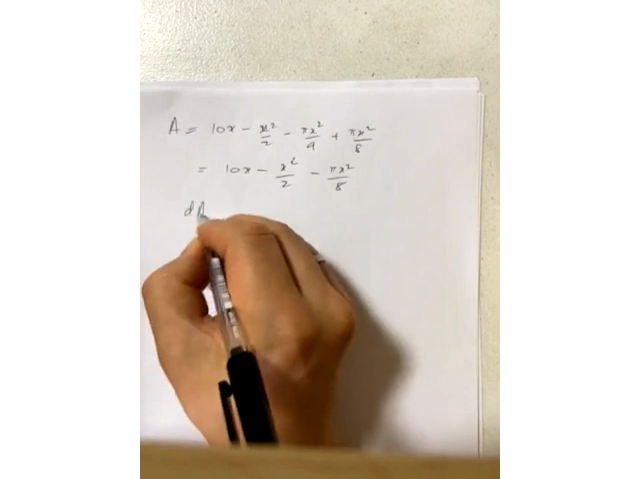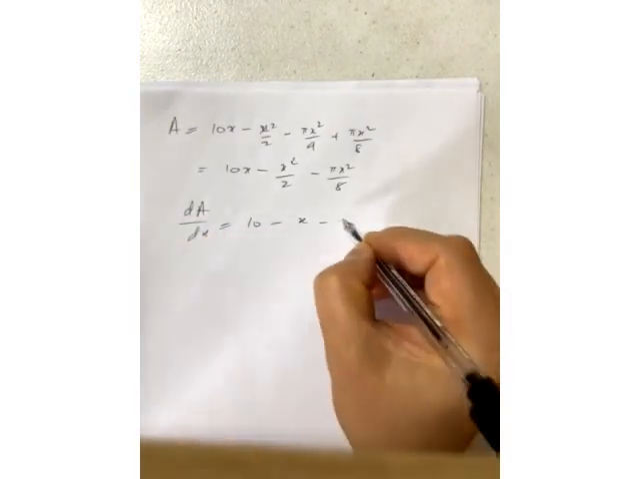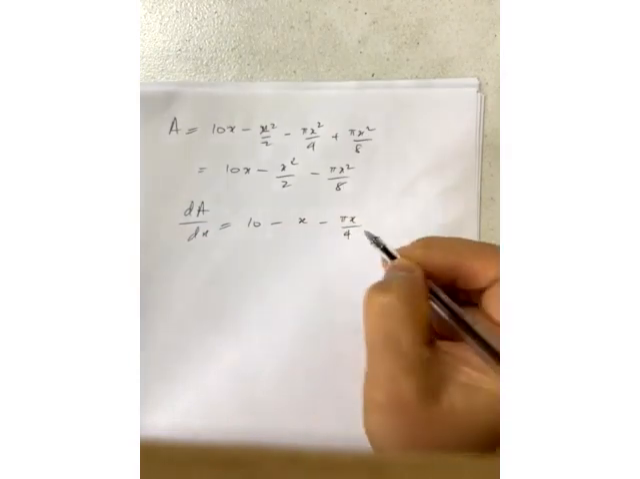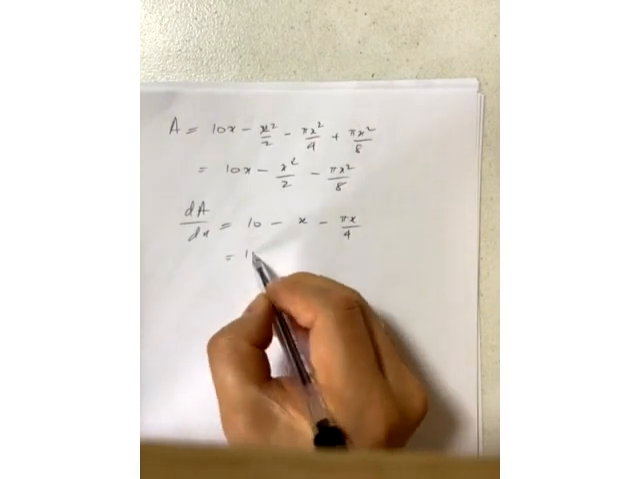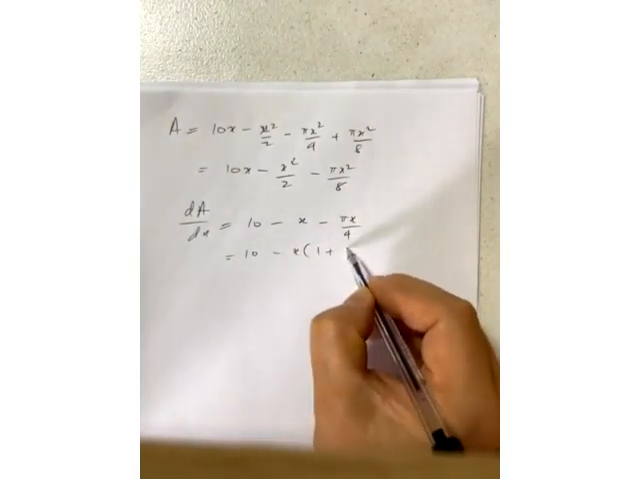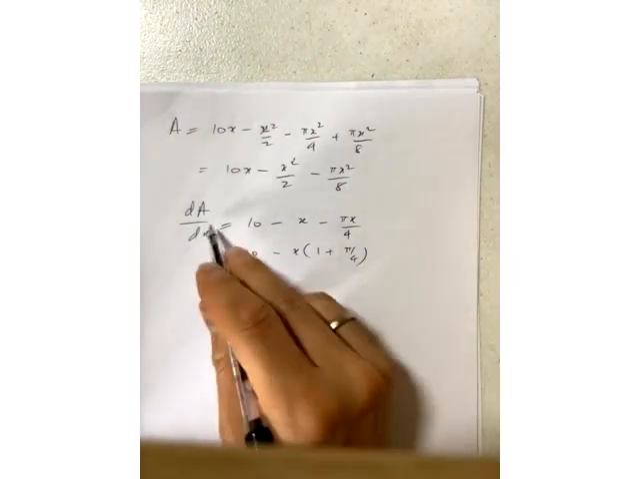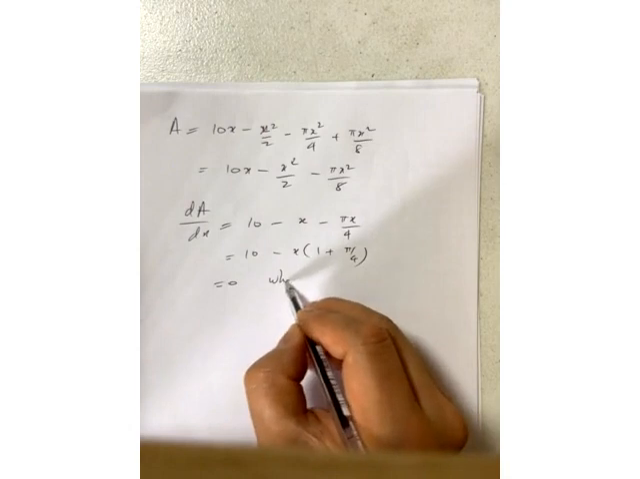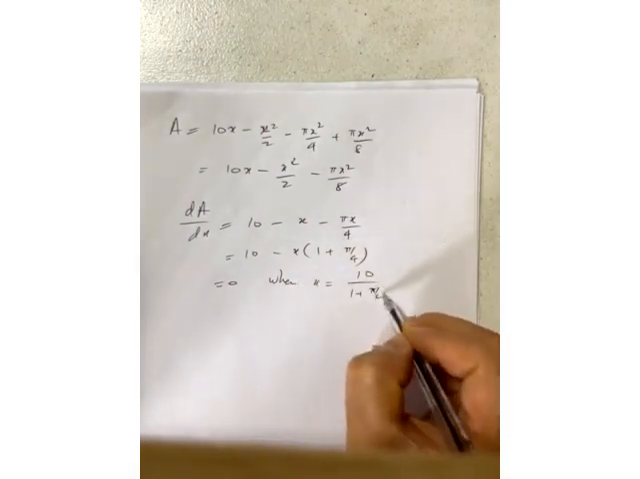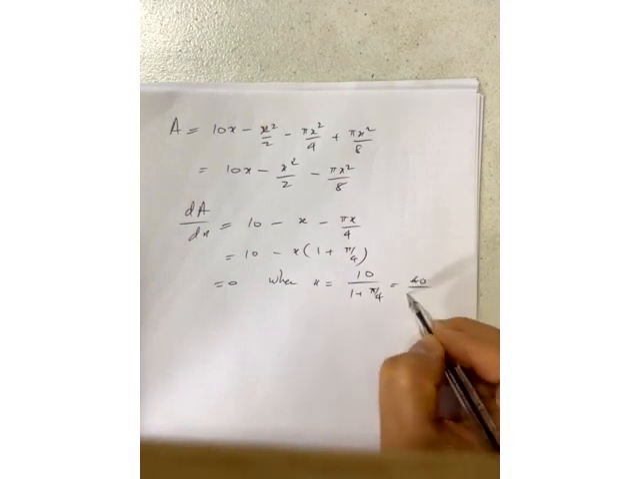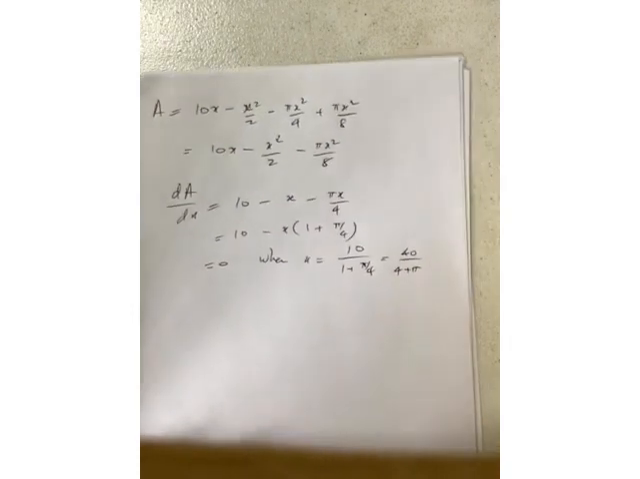So you go, all right, dA/dx then is equal to 10 minus x minus pi x on 4 when you differentiate this. And if you check out the x as a common factor, that equals 0. So to find the turning point, you've got to equate that to 0, when x is equal to 10 divided by 1 plus pi on 4. And if you're good at algebra again, you get 40 over 4 plus pi when you rationalize the denominator, and so on and so forth.